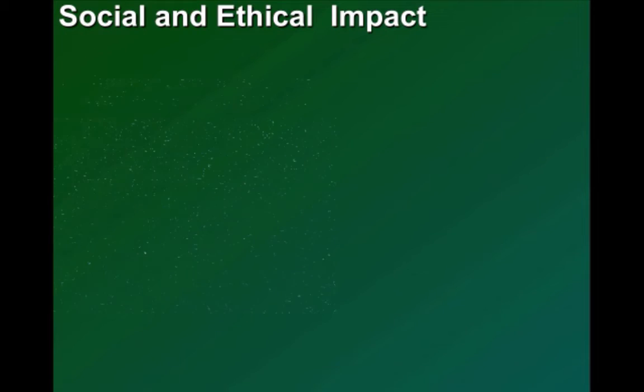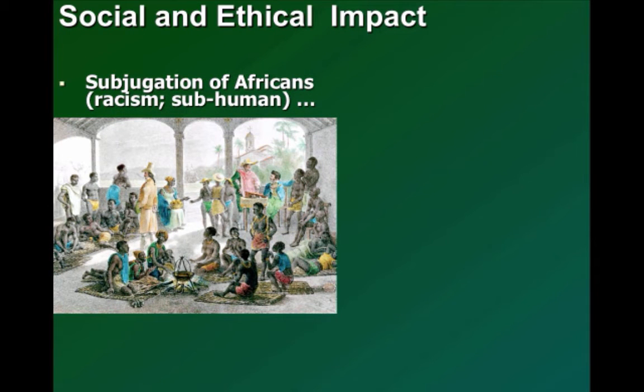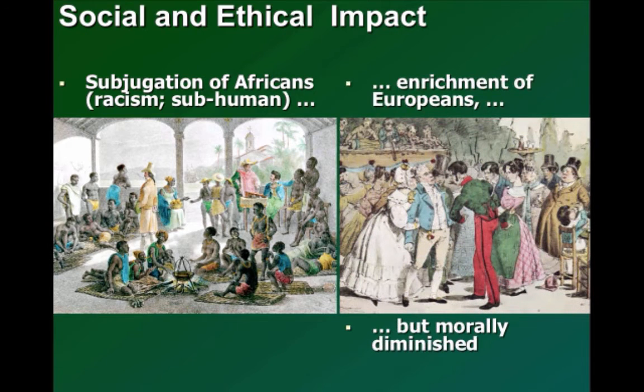The subjugation and control of Africans led to racism that became perpetual and hereditary. Many Europeans followed a scientific belief that they were racially superior, and that in turn, Africans were inferior, and even believed to be subhuman by many others. Europe was materially enriched through the exploitation of other people, but many were morally diminished due to their connections with the slave trade.